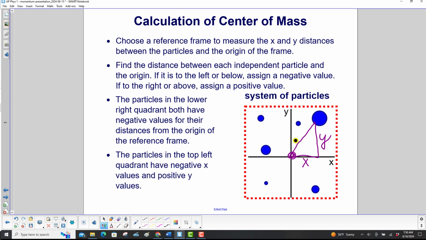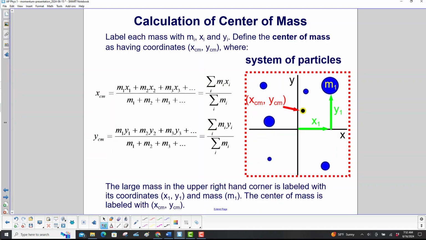Find the distance between each independent particle and the origin. If it is to the left or below of the origin, assign a negative value. If to the right or above, assign a positive value. The particles in the lower right quadrant both have negative values for their distances from the origin of the reference frame. The particles in the top left quadrant will have a negative x and positive y values. Label each mass with m sub i, x sub i, and y sub i.